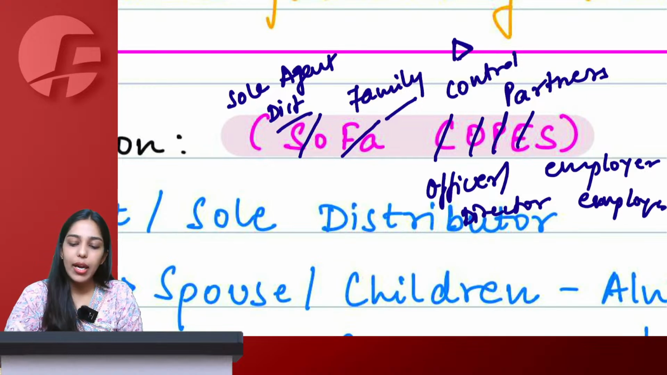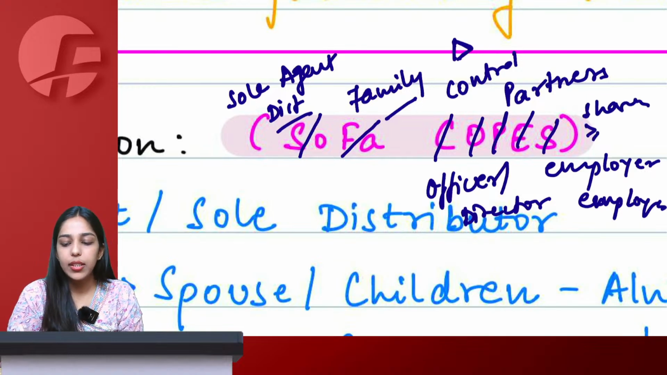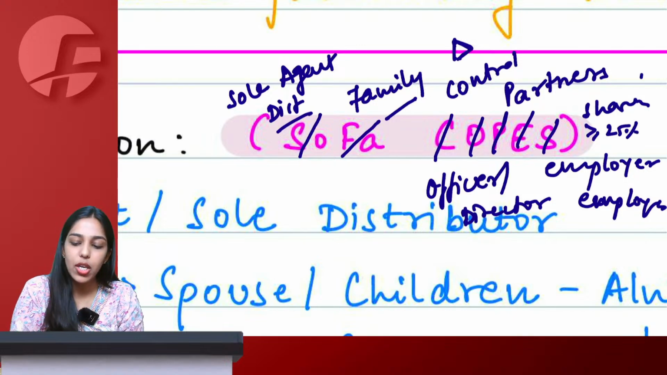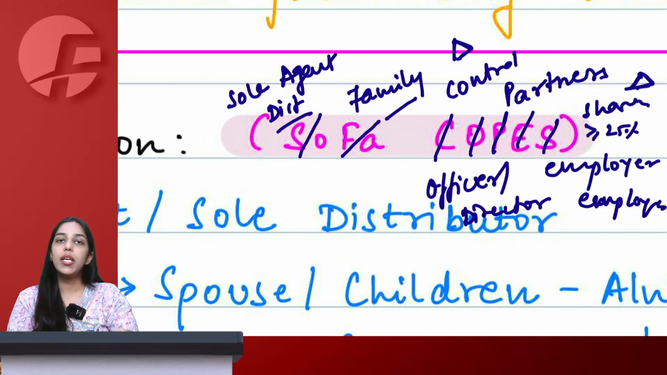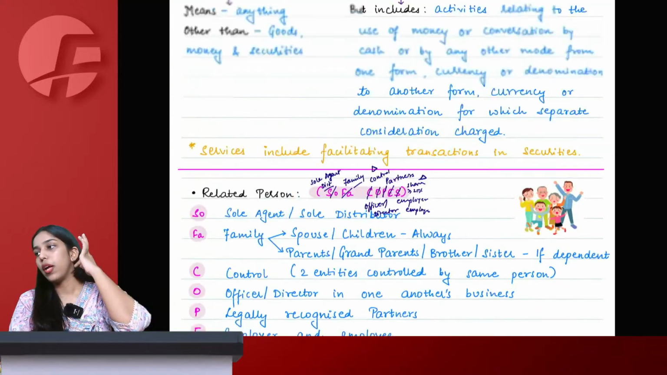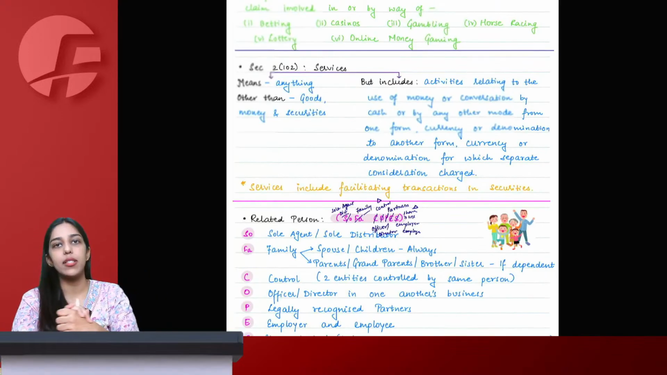Employer, employee. And S is holding shares greater than or equal to 25%. Again, this triangle will be covered here also. Chalo, waiting for all of you to write answers here.